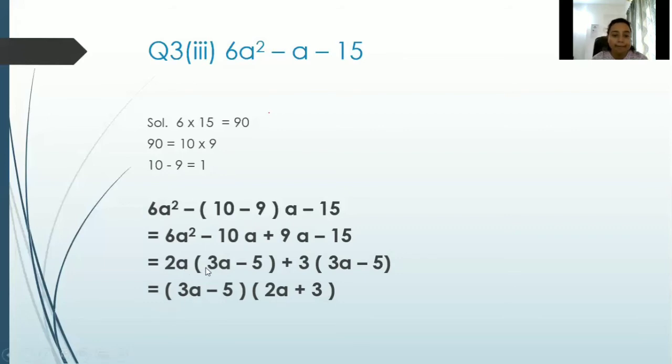If 2 will divide 6, we'll get 3 here. If A will divide A square, we'll get A here, minus A, and A out to 5s are 10, so 5 here. Similarly, in these, we can get only 3 out. So 3 will divide 9, what will be left? 3. Then A, then minus 3 will divide 15, we'll get 5.